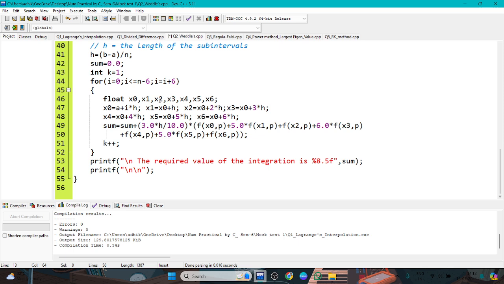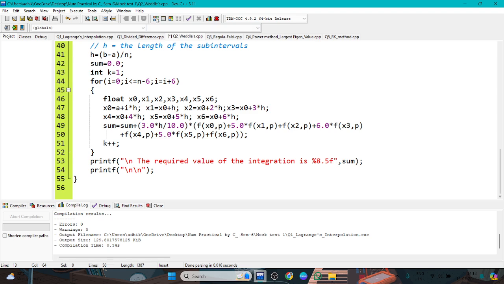Plot x0, x1, x2, x3, x4, x5, x6, sum equal to sum plus 3 into h by 10 f of x0p plus 5 into f x1p plus f x2p plus 6 into f x3p plus f of x4p plus 5 into f of x5p plus f of x6p, and increment of k equal to k plus 1. Then the required value of the integration is this sum and this new line.